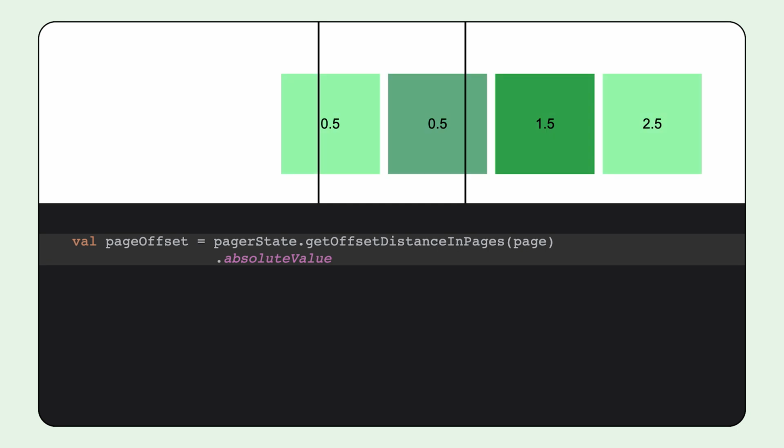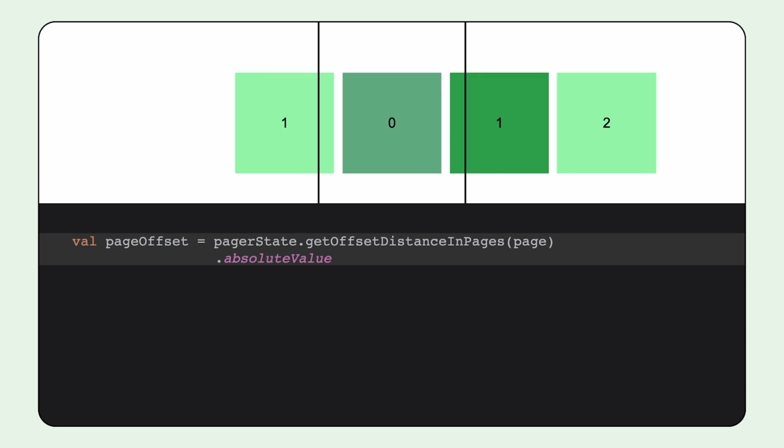But as the items move, the page offset changes to a fractional value. In this example, when it's not quite snapped to its resting state, both the first two pages have a value of 0.5 as the offset, as we are using the absolute value here. But as the second page snaps into the current page position, the first page now has an offset of 1 from the center of the currently snapped page, and the others increase in distance from the center too.